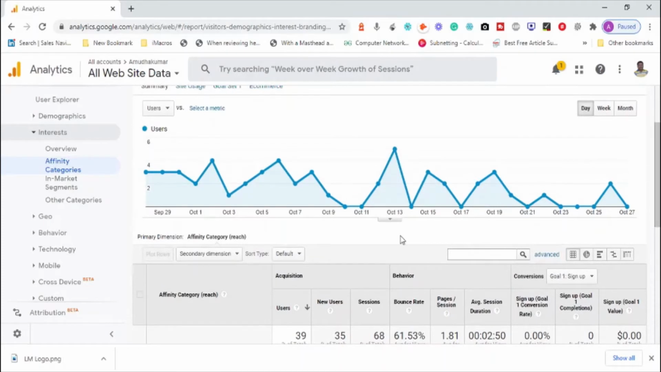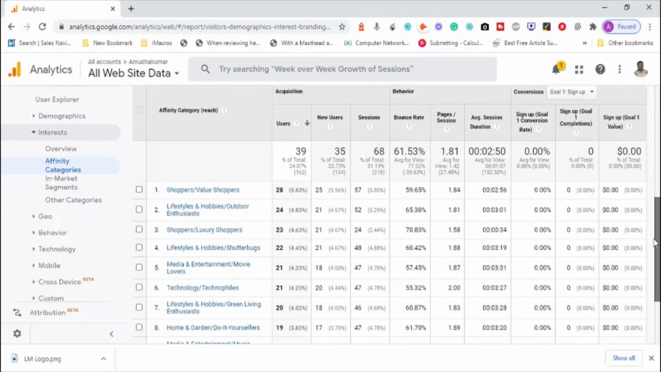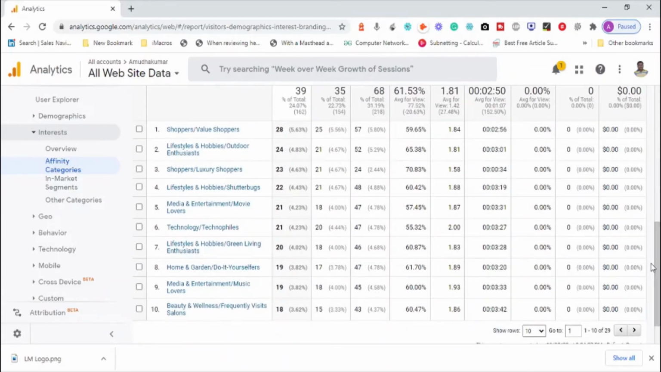So the same data is given as a graph here, and the same data is given as a table here, under the different categories. So these are all basically called affinity categories. This affinity category can be of any category that is attracted to the users. This is actually categorized by Google based on the content of the website and also the profile of the visitors who are visiting this website. So this is basically called affinity category.